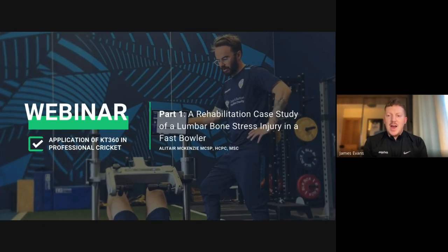Today we're joined by Alistair McKenzie, the Head of Science and Medicine at Derbyshire County Cricket Club. Today Alistair is going to be giving us a presentation on a rehabilitation case study that he's used the KT360 as a part of. And without any further ado, I'll bring in Alistair and he can give us a brief background on himself and crack on with the presentation.